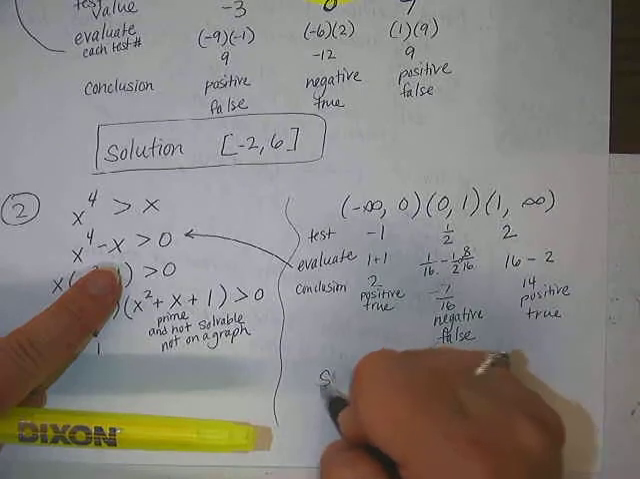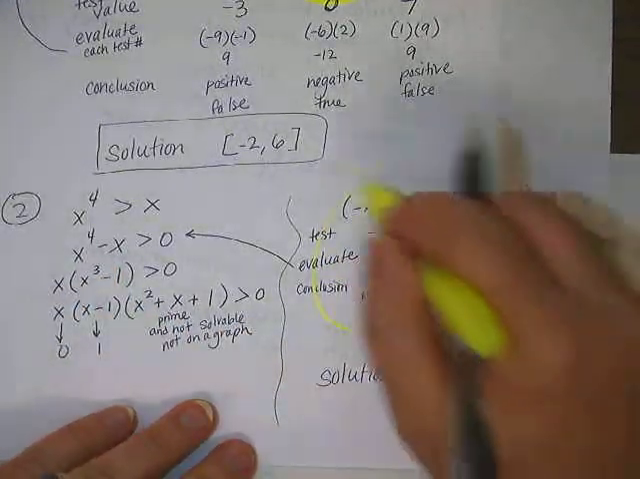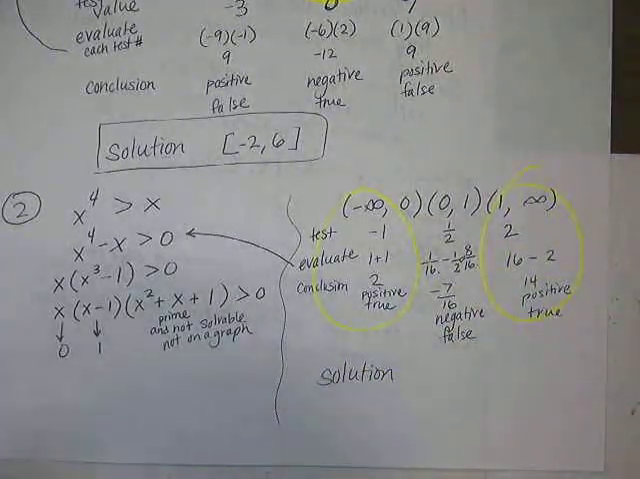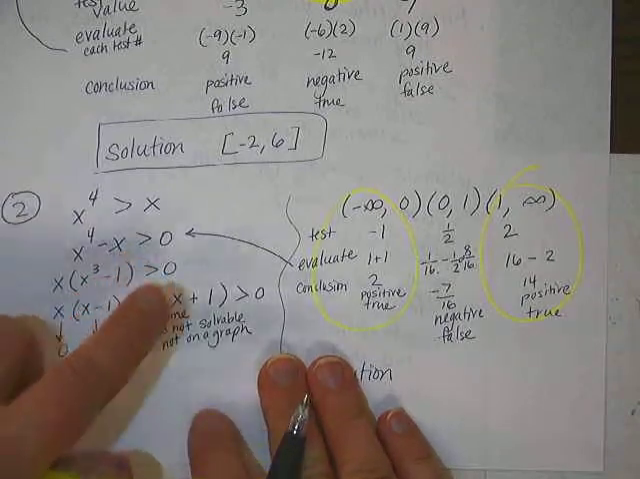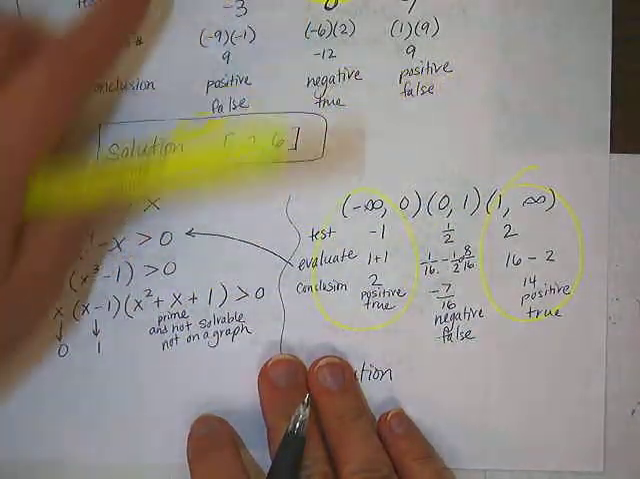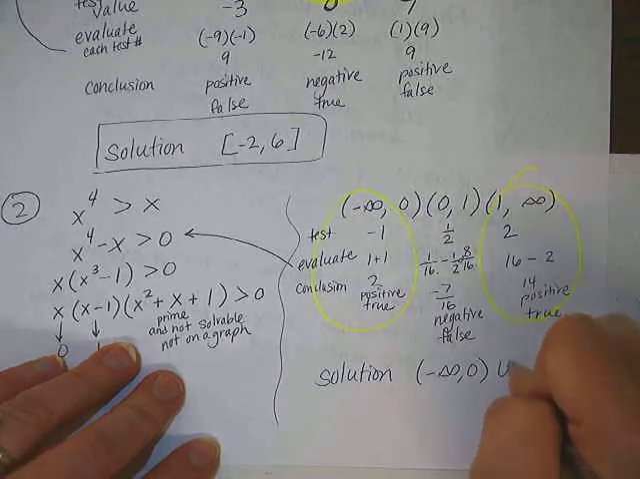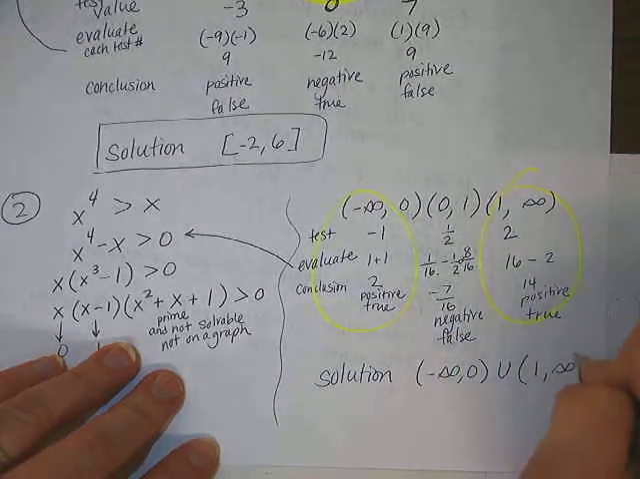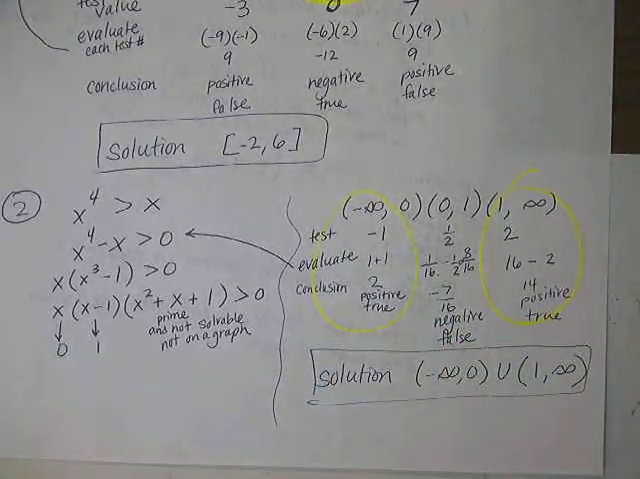Then our last number to plug in would be x to the fourth, 2 to the fourth, which is 16, minus 2. So that gives us a positive 14, positive answer, which is greater than 0, so it is a true result. Okay? So our solution this time is these two intervals, because they're the ones that are true, that fit our greater than inequality. Whereas last time it was the one that fit the less than inequality. Okay, so our solution is from negative infinity to 0 and 1 to infinity.